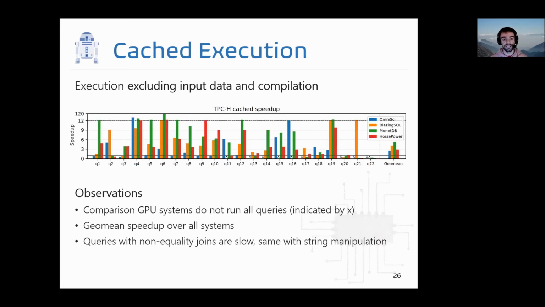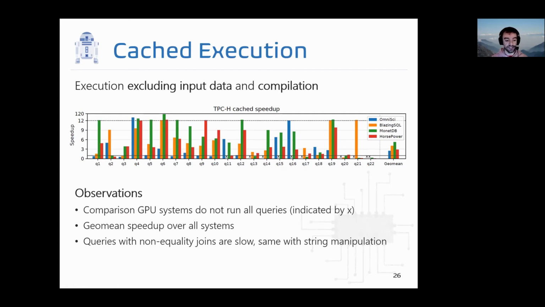So how does this compare against other systems? Firstly, we're going to look at the cache execution, which is the execution time excluding the cost of input data as well as the compilation phase. And pictured over here is a speedup graph indicating how we perform against the other 4 comparison points. Speedup indicating higher is better for our system, less than 1 indicates that we slow down.